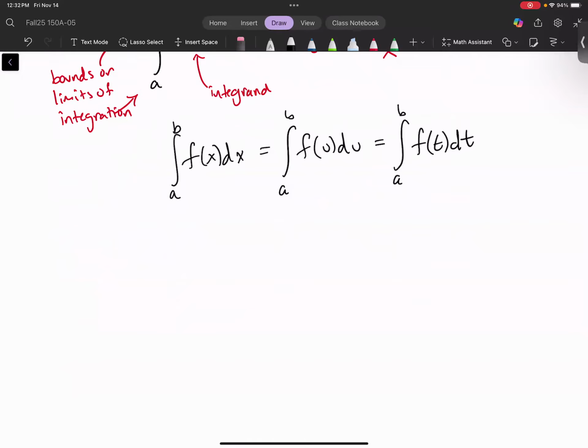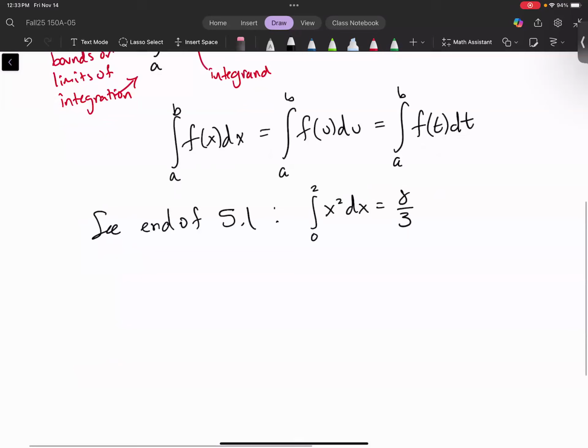Okay. So we already did an example last time, at the end of 5.1. We showed that the integral from 0 to 2 of x squared dx was 8/3. So remember, we did the Riemann sum. We didn't write it with this notation, but that's really what we did. The Riemann sum in the limit equals this integral we're talking about. Okay, so let's go try another example.